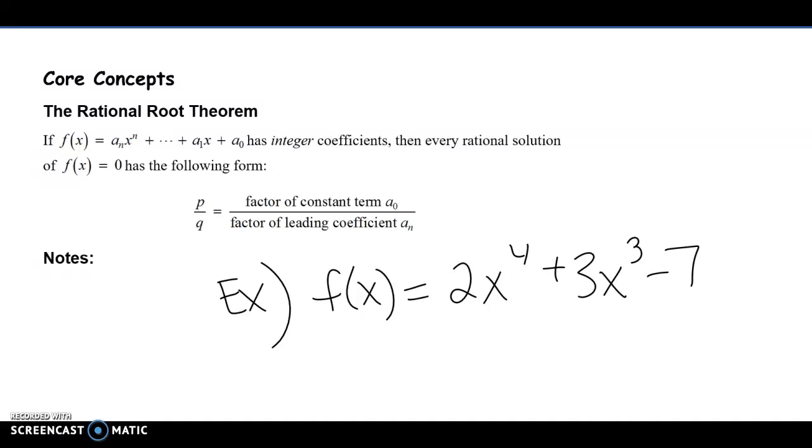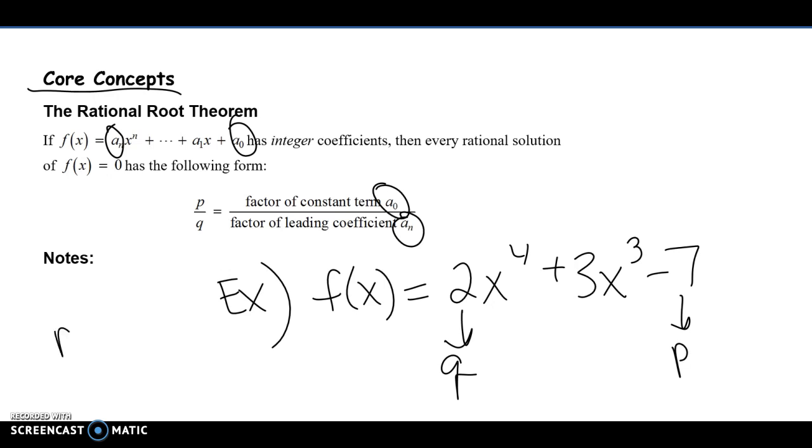Go to page 98 in your journal and look at this core concept here. We're talking about the rational root theorem. When we have a polynomial, we take the factors p of the constant term a0 and the factors q of the leading coefficient an. We take those factors and put p over q. So this will be my q and this will be my p.